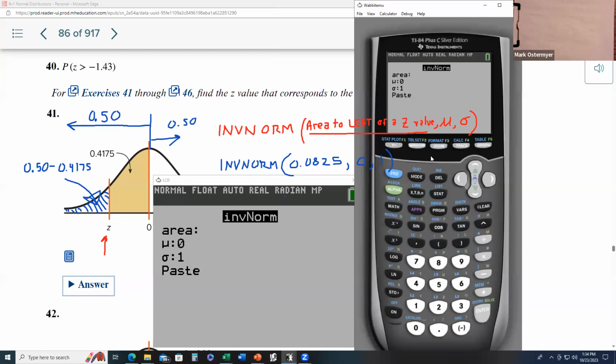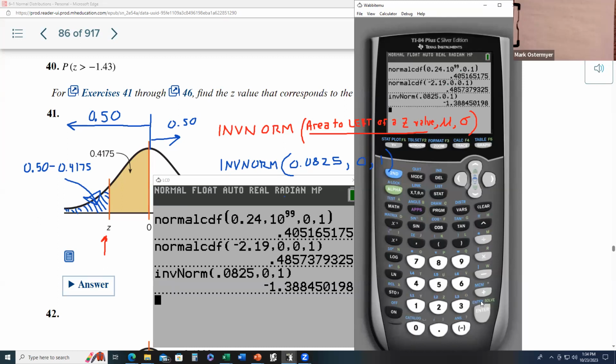So bring it up. The area to the left of the z-value was 0.0825. Remember, it's always got to be to the left of the z-value. That's the way this function's geared. The mean is 0 and the standard deviation is 1. Hit enter again, and that z-value should be about negative 1.388. That's the z-value. So that's what this value is equal to right here, negative 1.388. Do we understand how we found that z-value?